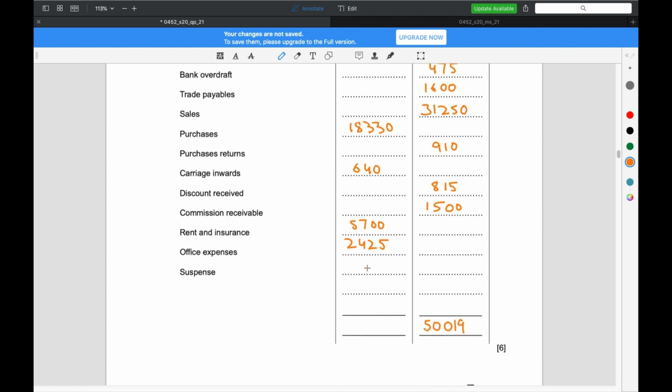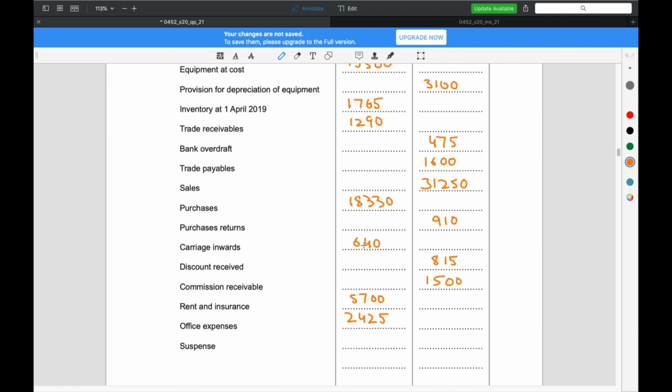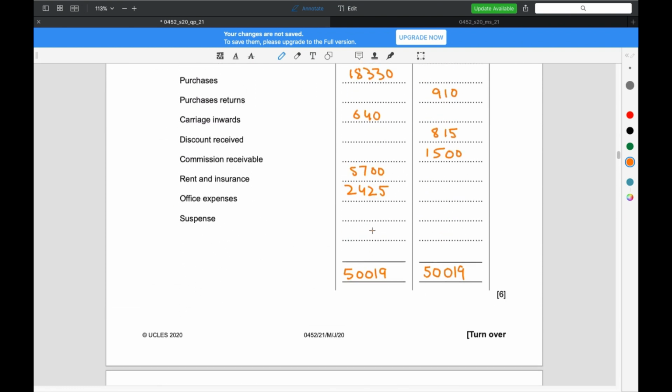Right. So we can just calculate the balancing figure, which is the suspense account here, because we have the total. The debit side is actually going to have to total $50,019 as well. So for the suspense account, you total up all the debit side values and then subtract them from the total, which is $50,019, and that is going to give you $369 for the suspense account.